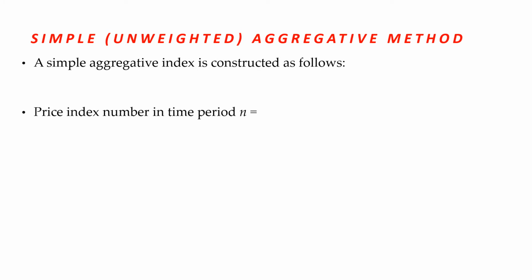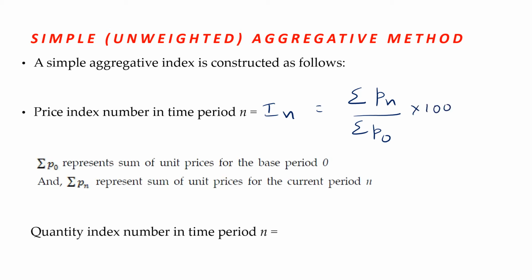Now we will see how we can find the simple aggregative index. The simple aggregative index is given by the price index number in time period n, In, which is equal to summation pn upon summation p naught into 100, where summation p naught represents the sum of unit prices for the base period 0, and summation pn represents the sum of unit prices for the current period n. That is, we have to add all the prices in the current period and all the unit prices in the base period, and then divide. Summation pn upon summation p naught into 100 will give the simple aggregative index.